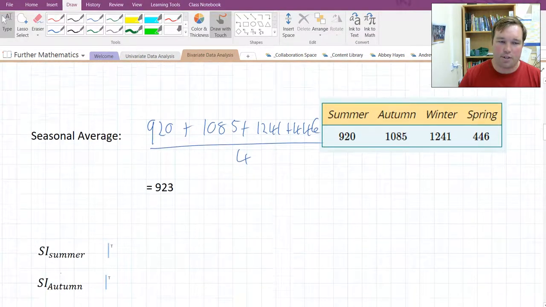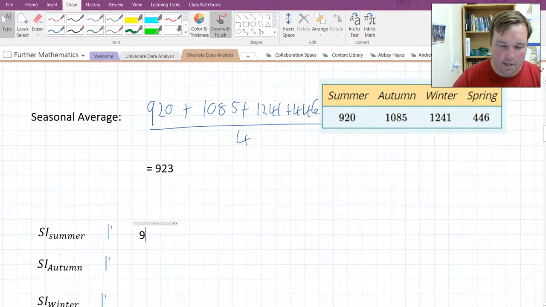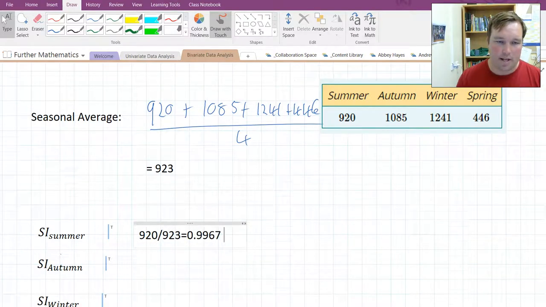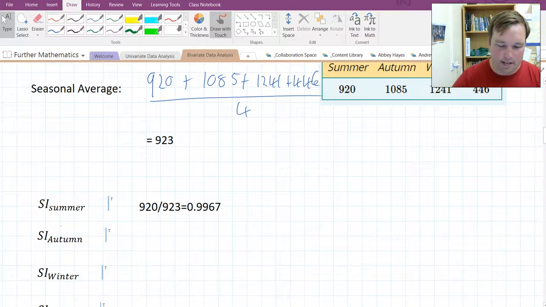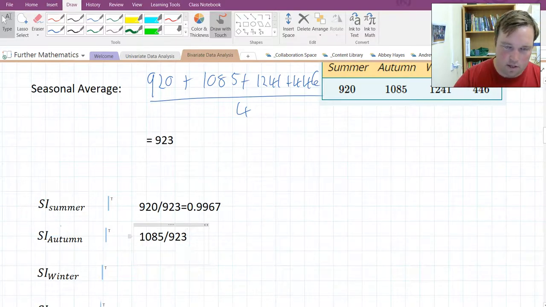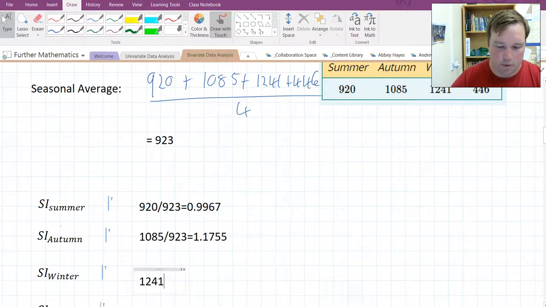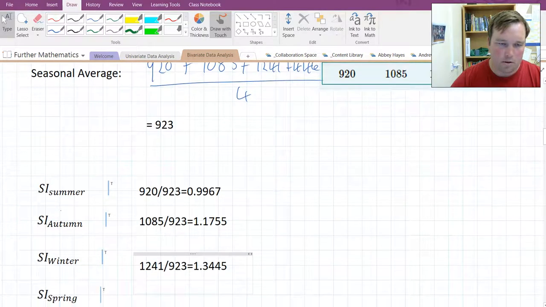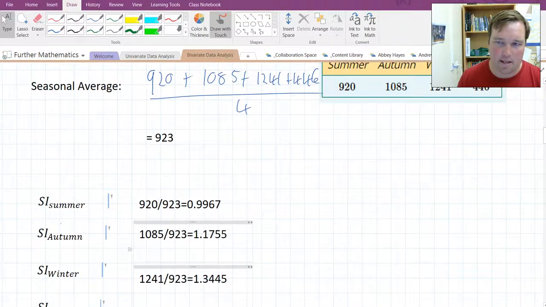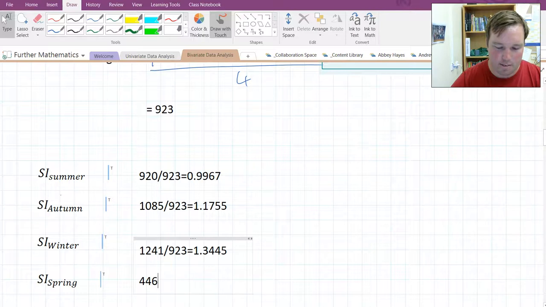Now, the seasonal index for each one can be calculated by the value for that particular season divided by the seasonal average. So for summer, it would be 920 divided by the seasonal average of 923, which equals that. Autumn would be 1085 divided by the seasonal average. Winter would be 1241 divided by 923. And spring is 446 divided by 923.